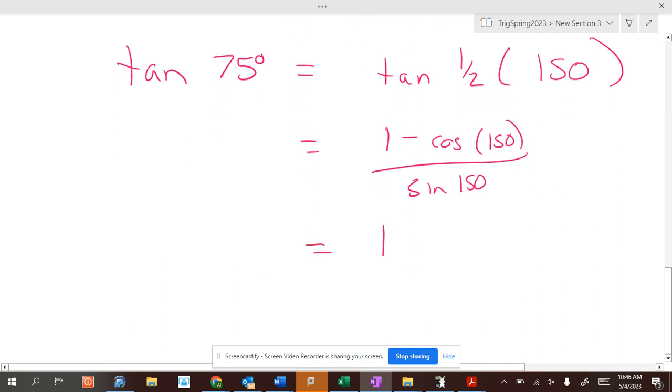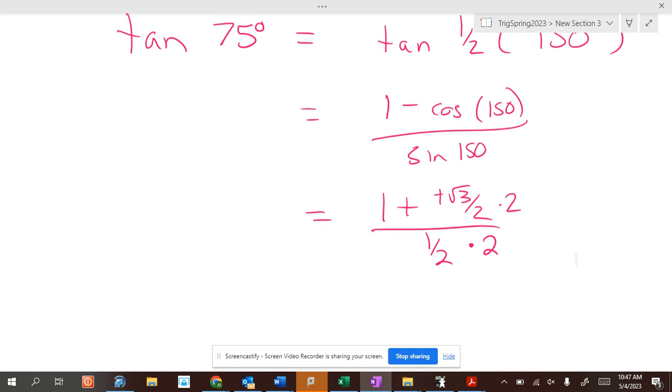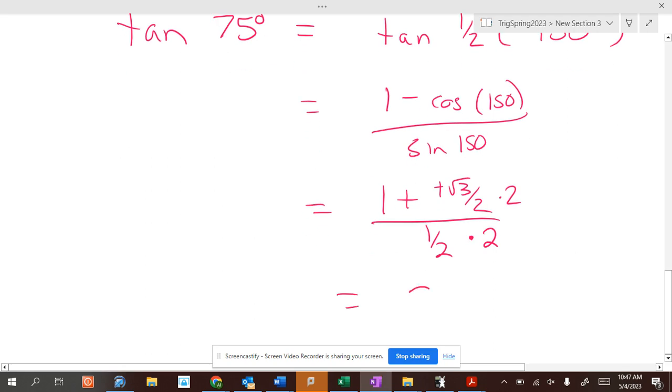What's the cosine of 150? Negative square root of 3 over 2. What's the sine of 150? 1/2. Before you multiply by the denominator, it's plus a positive. Then multiply by the denominator of the denominator. So you get 2 plus the square root of 3 over 1. So I'm going to skip a step.